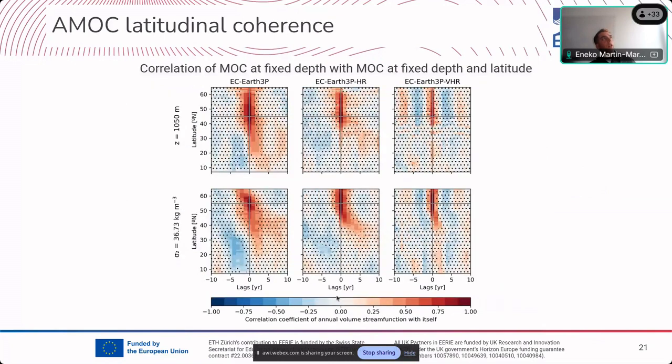So let's see now what happens if instead of that we check the correlation of the mixed layer depth with the overturning strength function time series. So we have taken the overturning strength function at fixed depth. In the first row, we have it in zeta space, at 1050 meters. And in the second row, we have it in sigma space, at 36.73 kilograms per cubic meter.